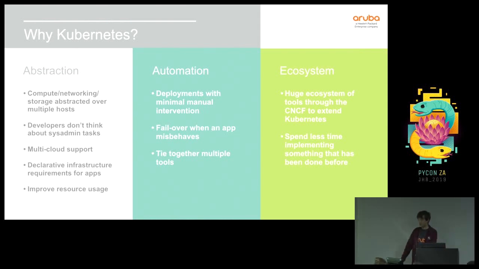Then automation. Deployments become a lot easier with Kubernetes in some ways. I'll talk about that a bit later. Also, Kubernetes can do failover scenarios. So if a particular host goes offline, it'll move all the containers over to another one. If your app fails the health check, it'll restart it, things like that. And this automation also helps when you're tying new tools into the system.